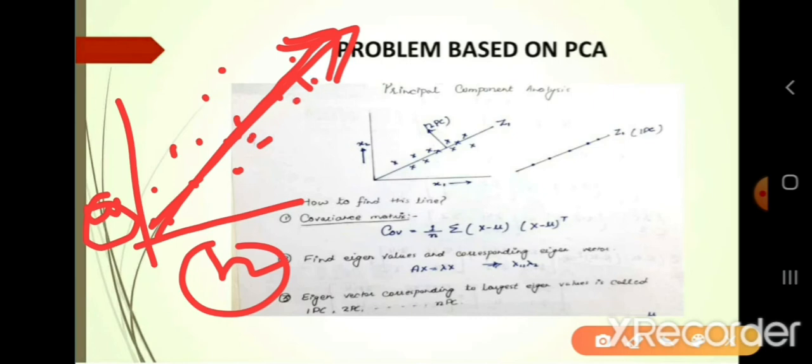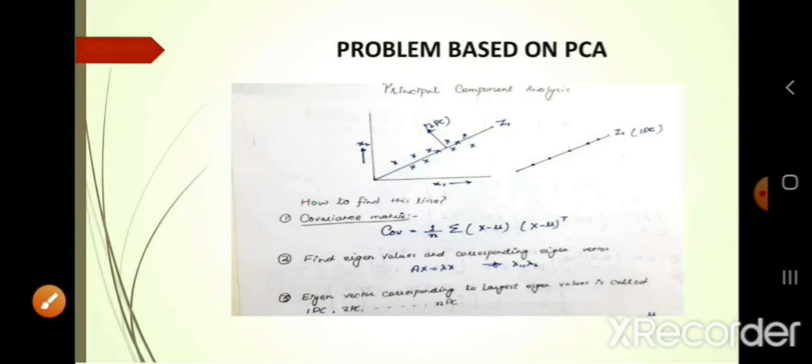Okay, so this line is called the principal component. How will we find this line? This line actually shows the maximum variation of all the data points. Let's understand how we find this line.